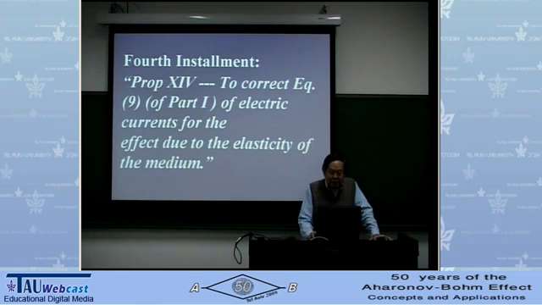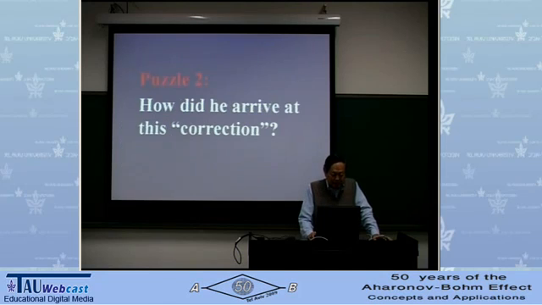Then suddenly, in the 4th installment, we find the following paragraph. Proposition 14. To correct equation 9 of part 1 of electric currents for the effect due to the elasticity of the medium. This correction was the addition of the displacement current. So, another second puzzle: how did Maxwell arrive at this correction?